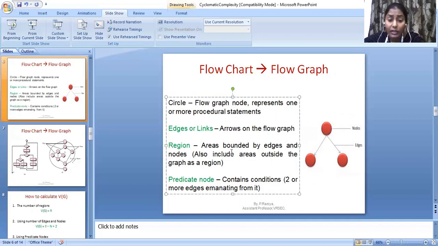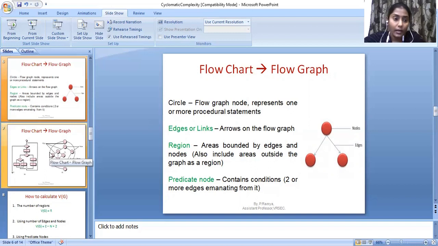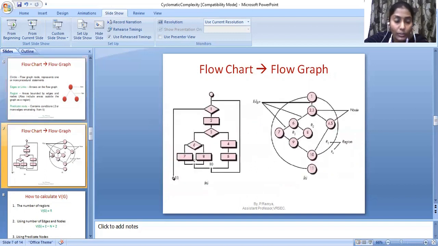Coming to the region, it is the area bounded by nodes and edges, this is one area, this is one area, which also includes the outer space, even the outside portion of the graph is also a region. So these are the four basic terms that you have to understand in order to convert a flow chart to a flow graph. Hope you understood. So let's see how I am going to connect.